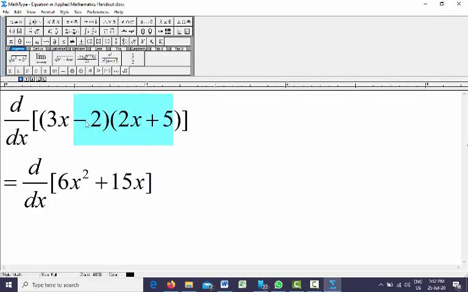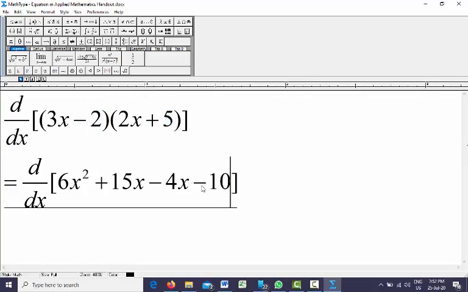First of all, we will multiply minus 2 with 2x. Minus 2 multiplied by 2x, we will get minus 4x, and then another minus: if you multiply this minus 2 with this plus 5, you should get minus 10. Right. Now we will again simplify it.